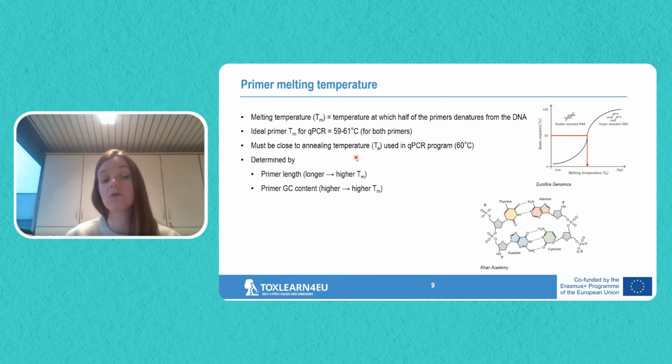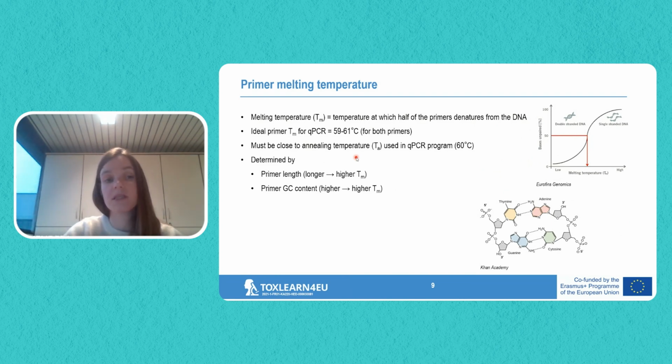So generally, longer primers will have a higher melting temperature because it requires more energy to separate the primers from their template when they're longer. Separating a longer piece of DNA requires more energy.